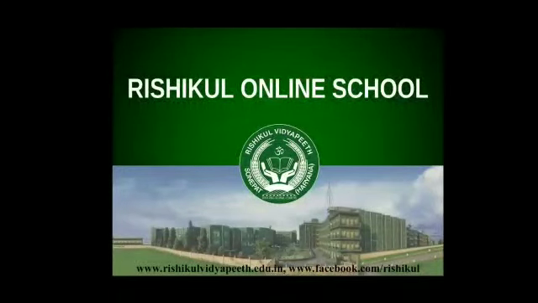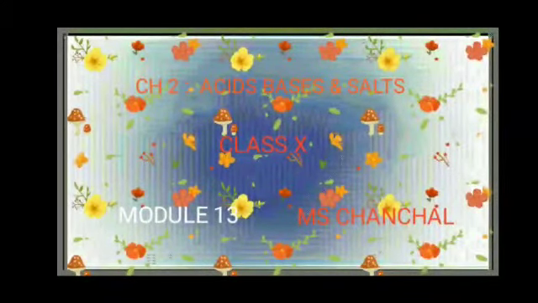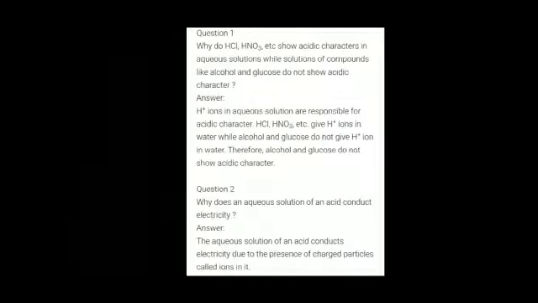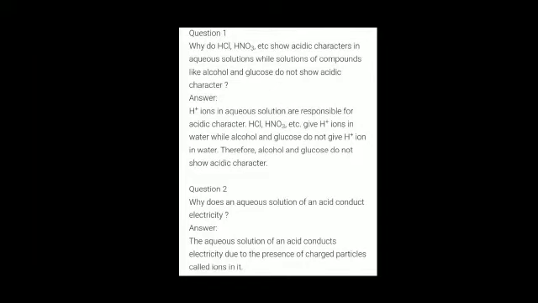Everyone, we are on module 13 and we are discussing in-text and exercise questions of chapter 2. Question number 1. Why do HCl, HNO3 etc. show acidic character in aqueous solution while solutions of compounds like glucose and alcohol do not show acidic character?